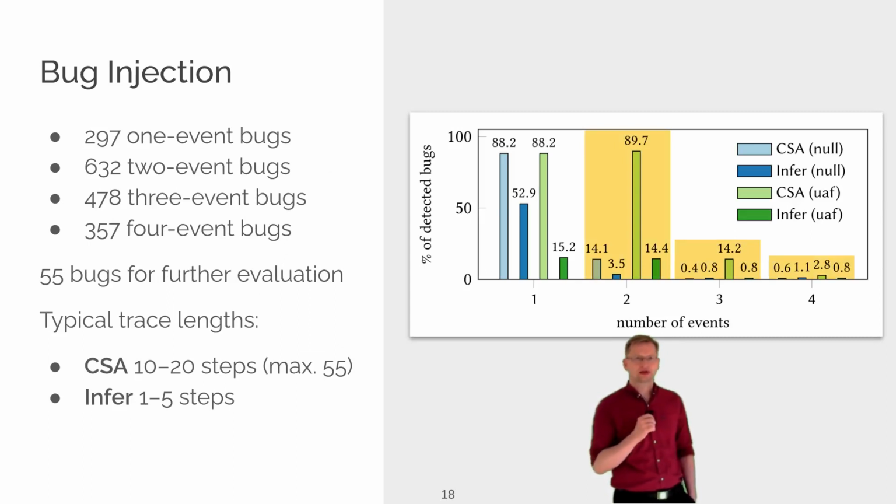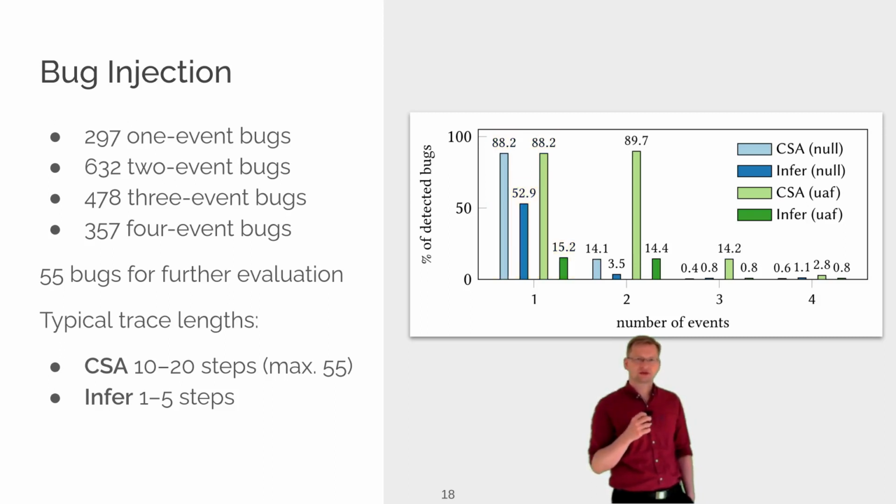With one exception, Clang Static Analyzer does quite well for two-step use after free bugs. For one-event bugs, Clang Static Analyzer performs really well and finds more than 88% of the bugs, whereas Infer only finds 53% of the null dereferences and 15% of the use after free errors.